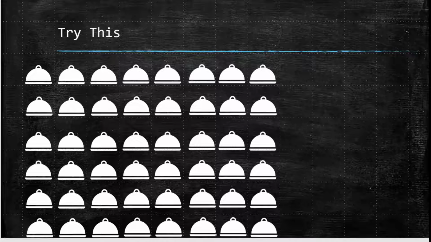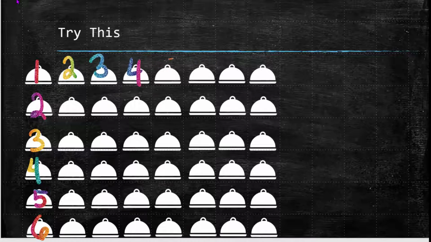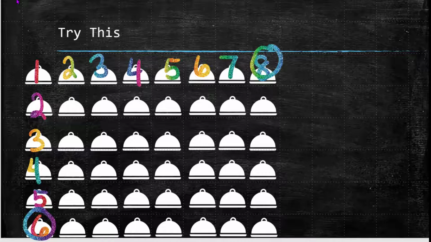Let's go ahead and count the amount of rows that we see and the amount of columns as well. So we have 1, 2, 3, 4, 5, 6 rows. 1, 2, 3, 4, 5, 6, 7, 8. 8 columns, or 8 in each row. So my factors are 6 and 8. So my multiplication sentence is 6 times 8.